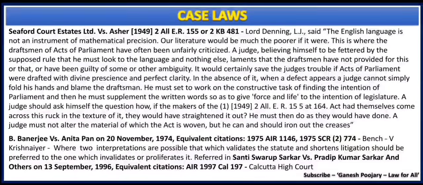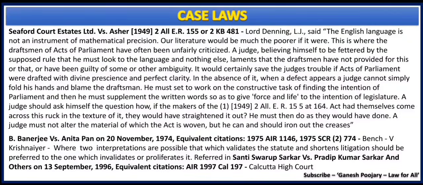There are a lot of materials which say that this was held in the case law of Santi Swarup Sarkar versus Pradeep Kumar Sarkar. Remember, it was not held in Santi Swarup Sarkar versus Pradeep Kumar Sarkar. Actually, in this case law, Kolkata High Court referred the judgment from B. Banerjee versus Anita Pan. It was held by V. Krishna Iyer in B. Banerjee versus Anita Pan, and later the same was referred in Santi Swarup Sarkar versus Pradeep Kumar Sarkar. That is one another aspect you can remember.